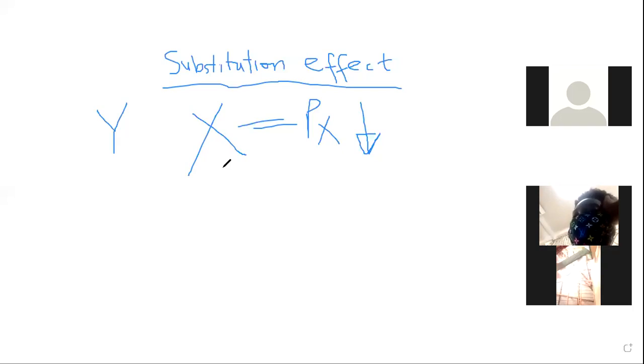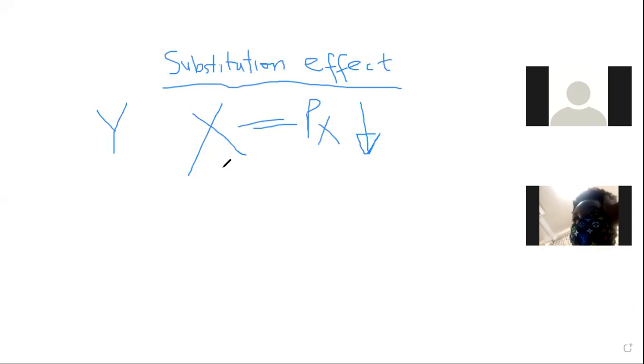So the consumer has two commodities, X and Y. The price of X has fallen. X becomes cheaper. So the consumer naturally is going to replace the expensive commodity, which is Y, with X. So that means the consumption of X will increase. That increase in the consumption of X, which is as a result of this behavior of the consumer, is what we call the substitution effect of the price change.